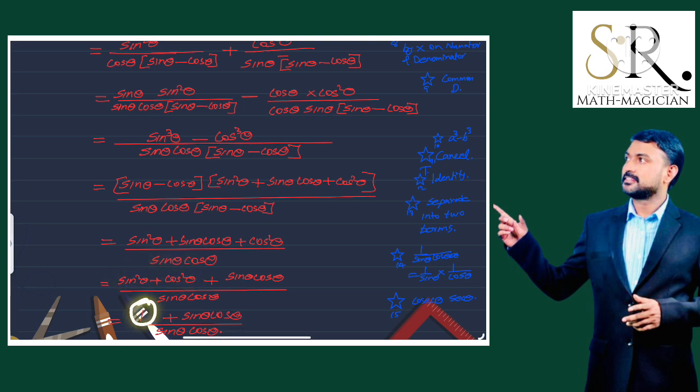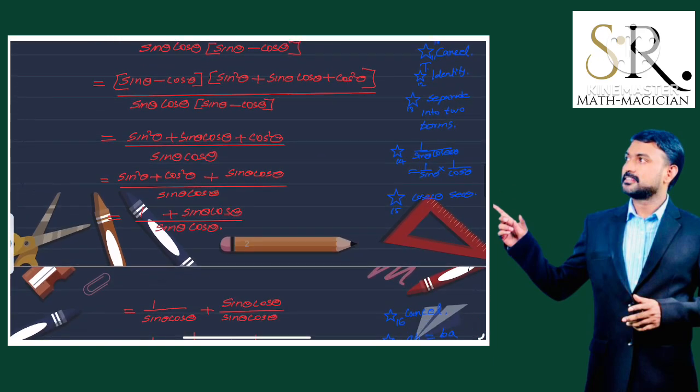So here we can mention 1. Then balance sin theta cos theta by sin theta by cos theta. This is the common denominator, so we can separate it. Why do we separate? In our answer, two terms are required.